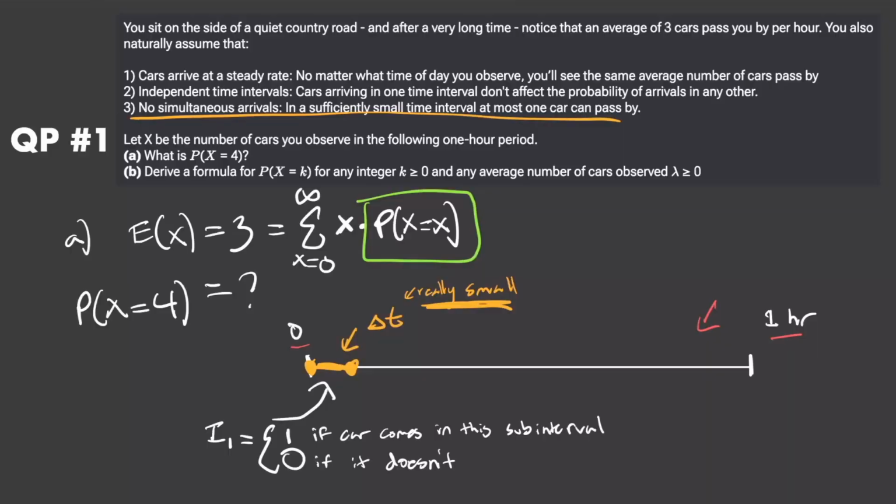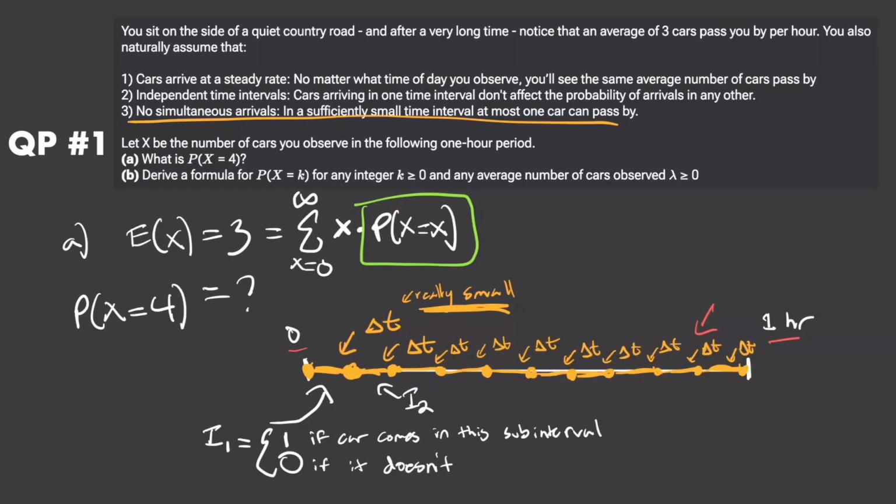Okay, so our random variable x represents the number of cars coming within a 1 hour period. We can break up this 1 hour period into a bunch of really tiny little delta t intervals that are infinitesimally small. And then for this second subinterval here, I'm going to have I sub 2, which is going to have the same conditions that I sub 1 did. Okay, so now let's say I've broken up this 1 hour period into a ton of different subintervals.